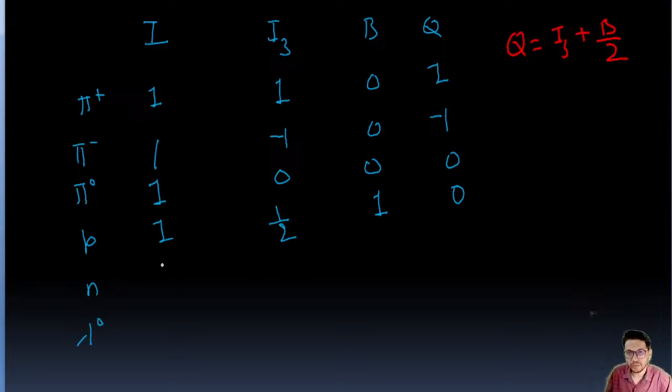Okay, so for neutron, the charge is plus 1, because if you put this formula here, this is going to give 1. If you talk about neutron, neutron isospin is 1, I3 is minus half, baryon number is 1, and the charge is 0. This is correct. But if we talk about this lambda naught, I is, we know, 0, I3 is 0 because it is only one particle, and baryon number is 1 because it comes in the baryon category, right?